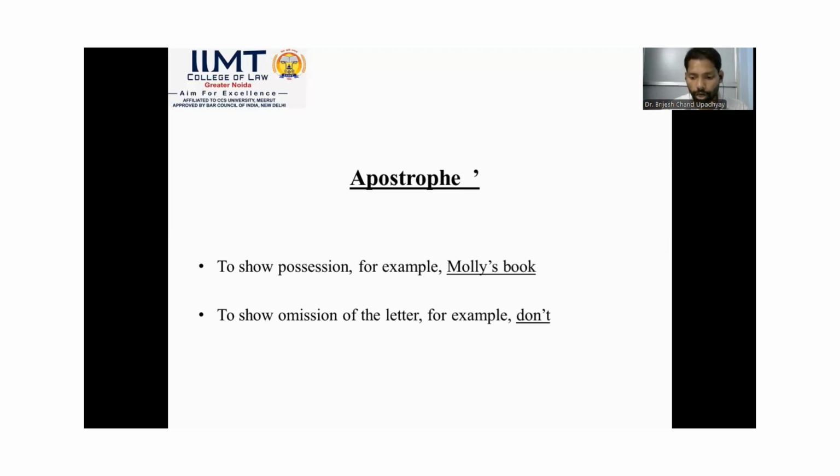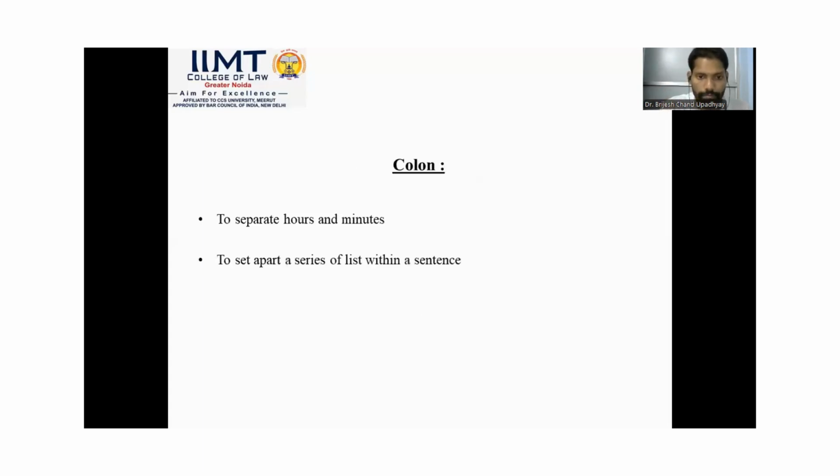This is for all contracted forms, contractions. For example, don't, I shan't, enchant. You remove some letters. This is an omission of the letter. For that, apostrophe is used. Okay.